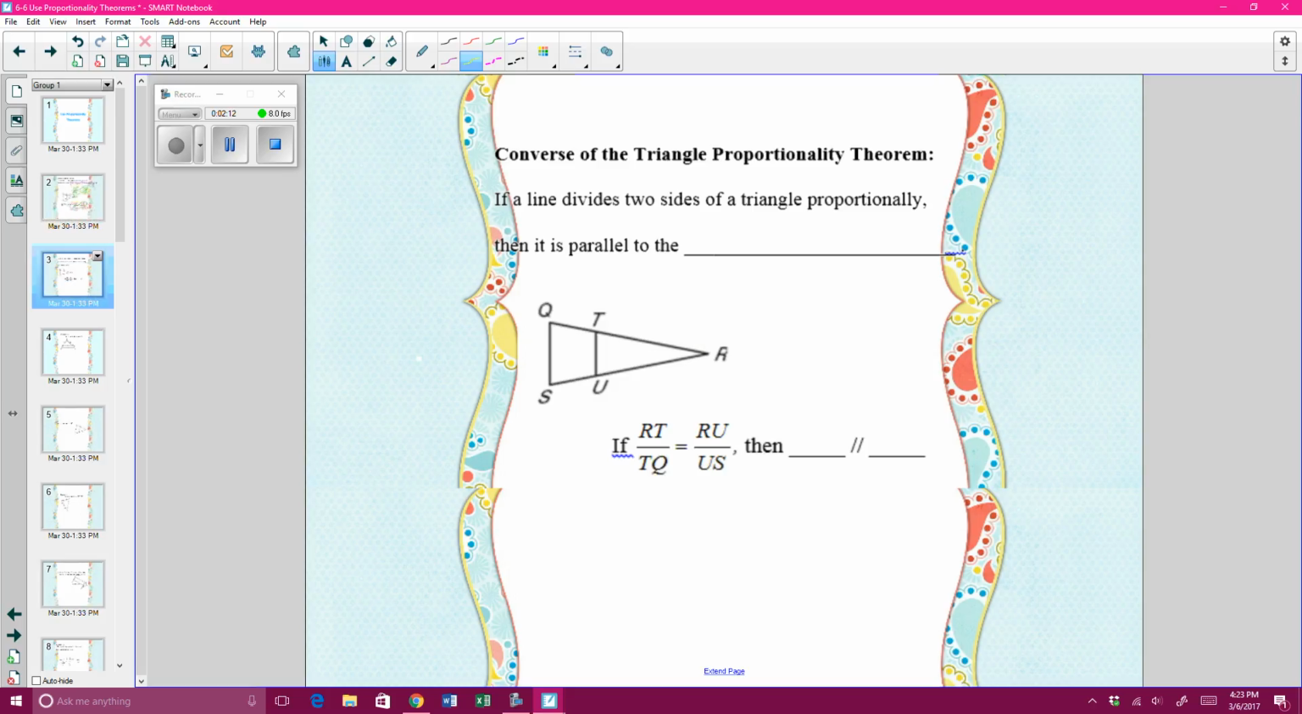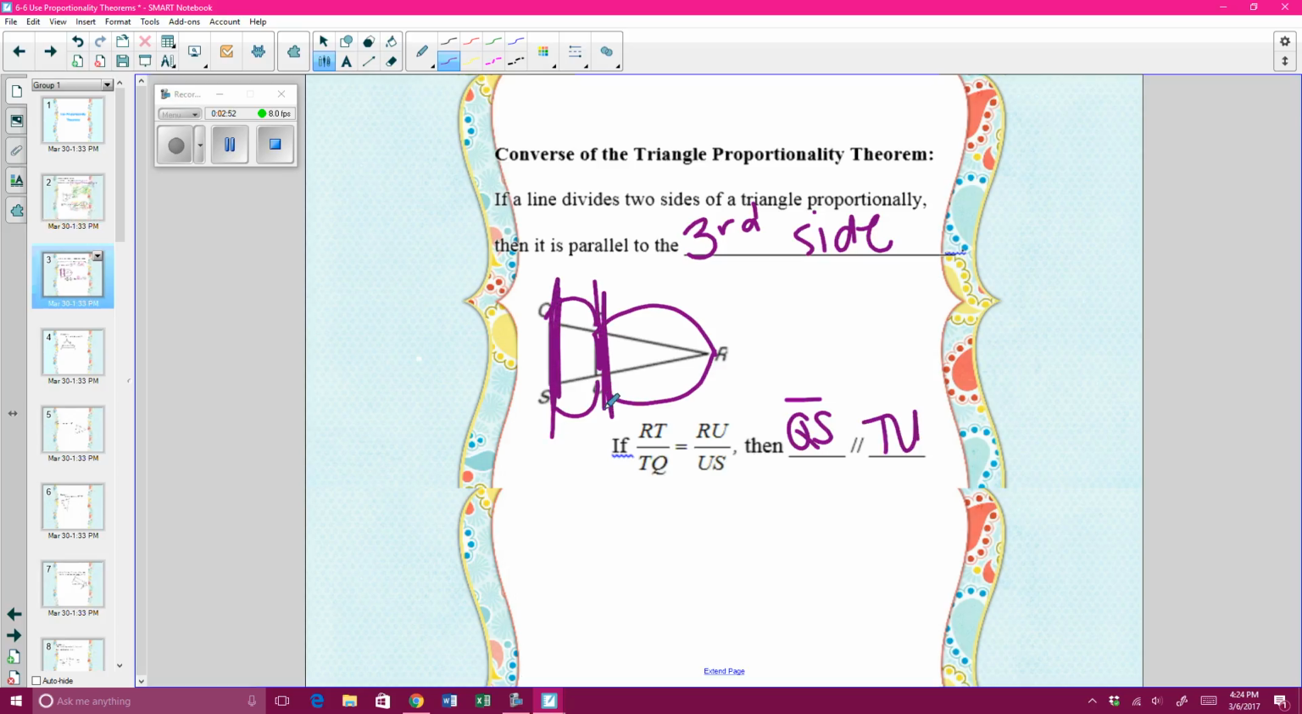Conversely, if you do have this proportion and it says that the sides are in proportion to each other, then you can conclude that the third side is parallel to the side that is going to cut it proportionally. So if a line divides two sides of a triangle proportionally, then it is parallel to the third side. So all that's saying in this picture is that if RT is in a ratio with TQ, and if that's equal to RU over US, then very simply QS, this one, is running parallel to TU, which is that one.